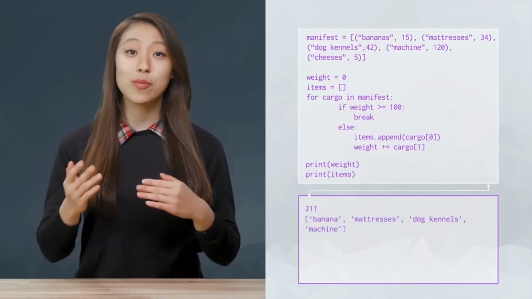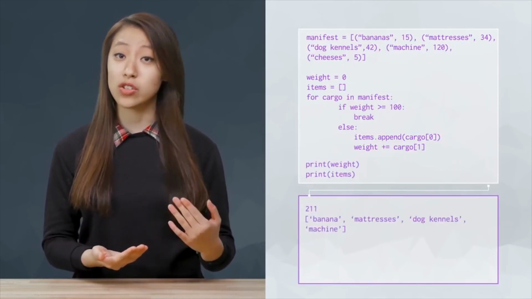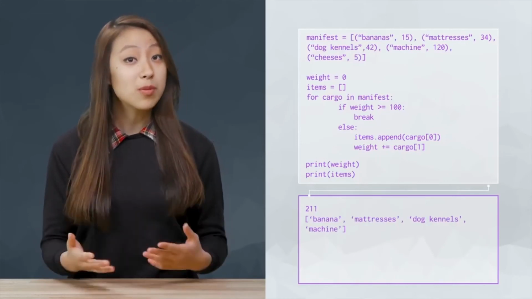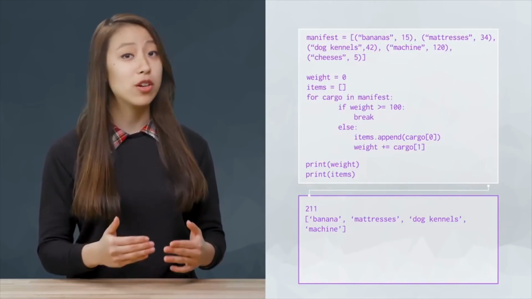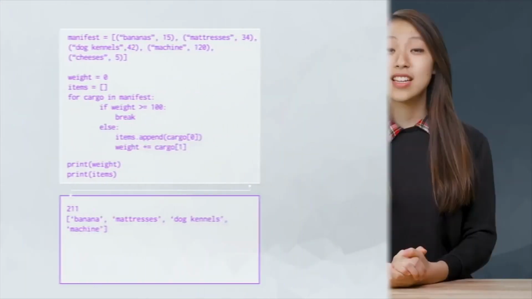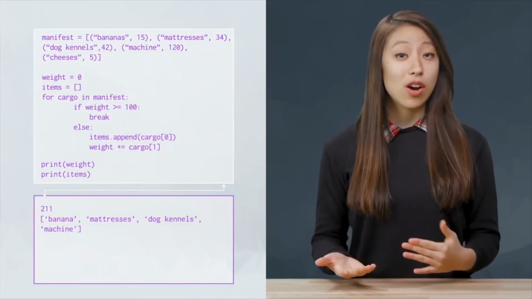That's not good. The boat is severely over its weight limit of 100. The break statement did prevent us from putting every item on the boat, but we still exceeded the limit by 111. It's difficult to see what's gone wrong.